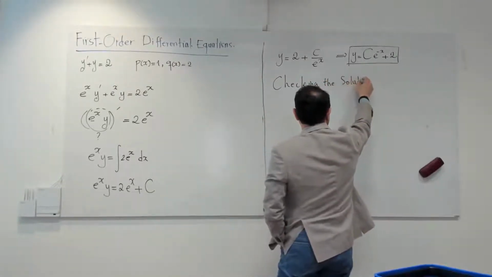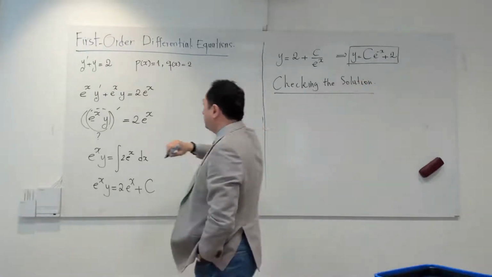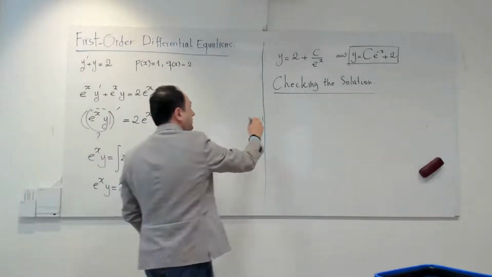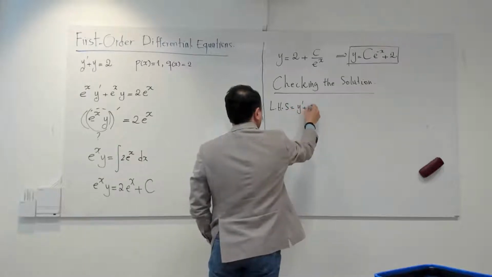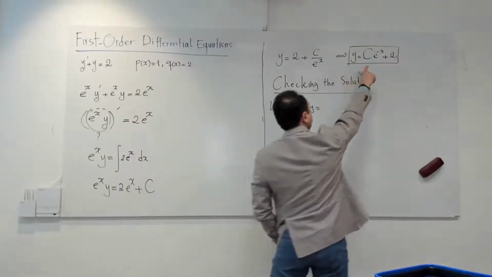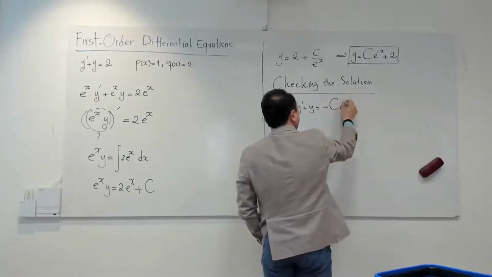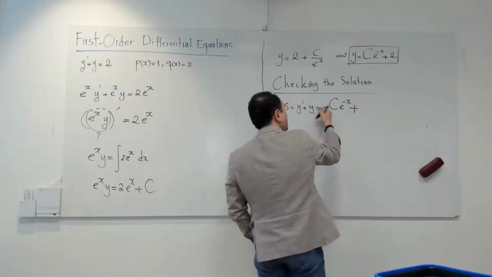So how should I check the solution? I need to put it here. So the left-hand side is y prime plus y. But what is the derivative of this? The derivative of this one is minus c e to the power of minus x. Derivative of 2 is 0, plus y itself.